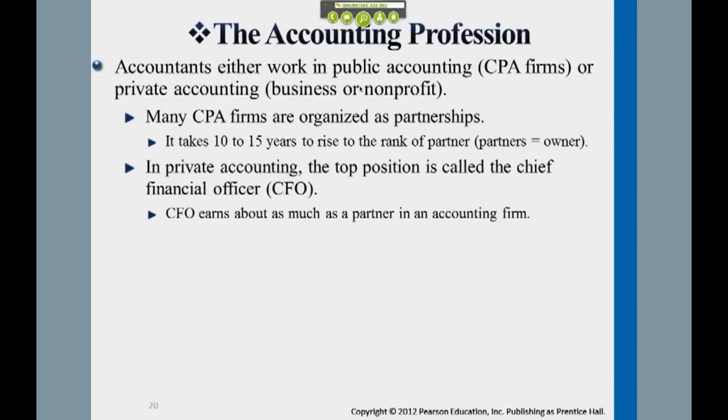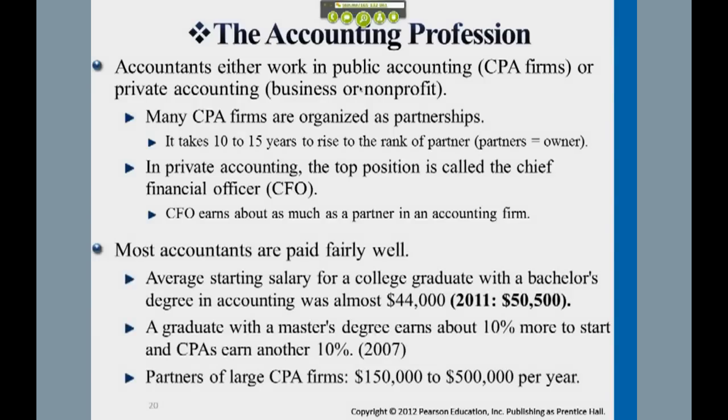So notice in the textbook you have the numbers. These are the numbers from 2007, when the textbook edition was out. I did a recent search last year. If you graduate with a bachelor's degree and start to work for the Big Four firms, or even private accounting, generally speaking, the annual salary would be about $50,000.